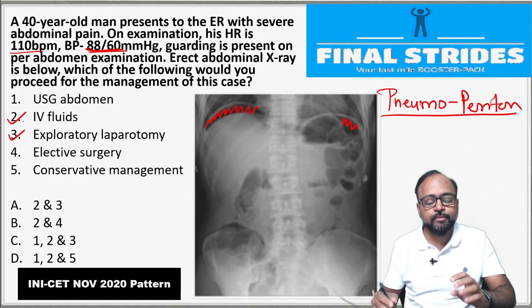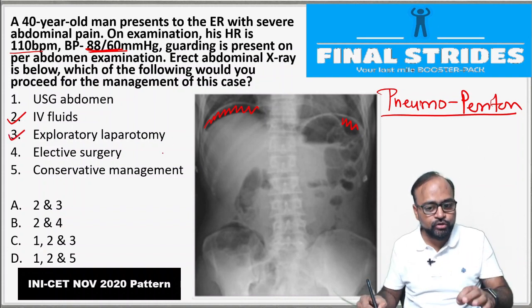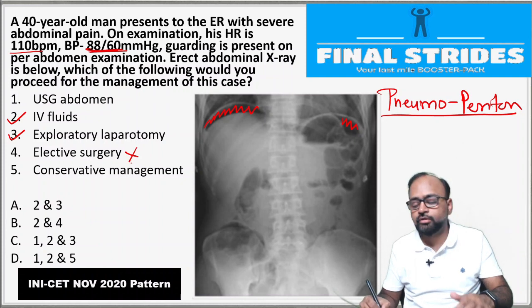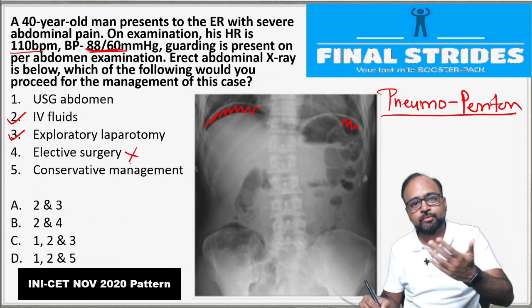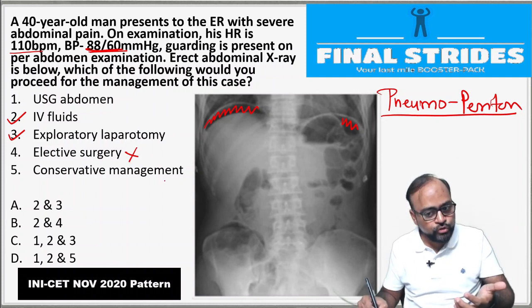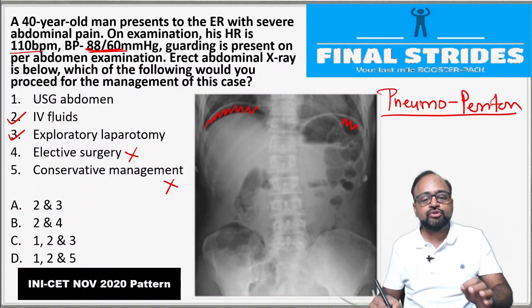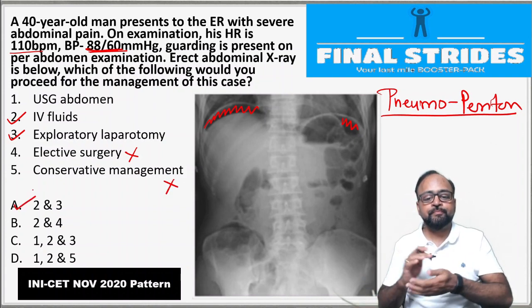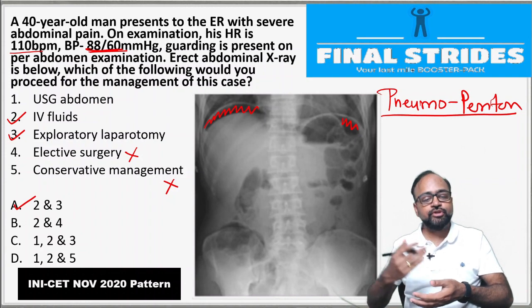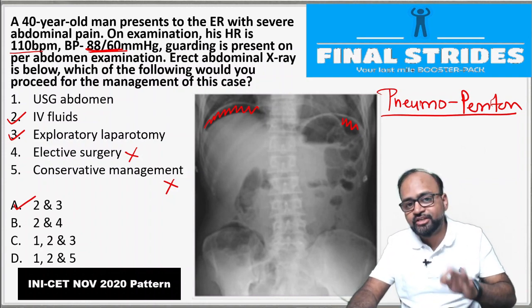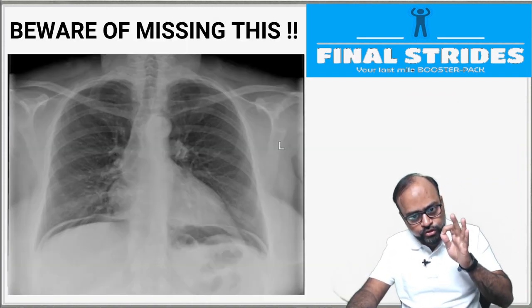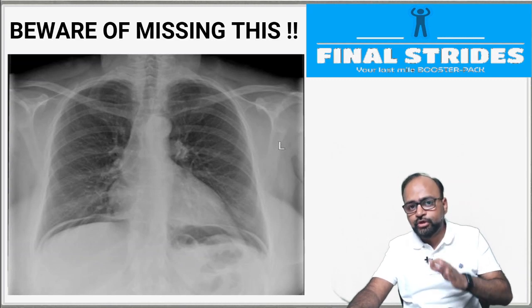You need to do an emergency exploratory laparotomy. Elective surgery is not planned. You cannot postpone the surgery. The patient may go into septic shock and die. Conservative management is also not feasible. So the answer here is going to be A, 2 and 3, that is IV fluids along with emergency exploratory laparotomy. So remember, I want you to be absolutely beware of missing this.